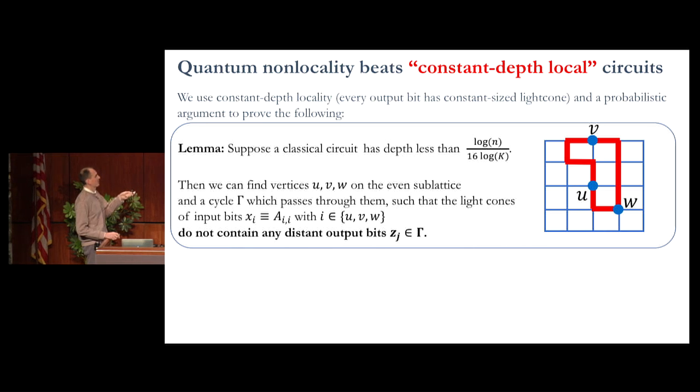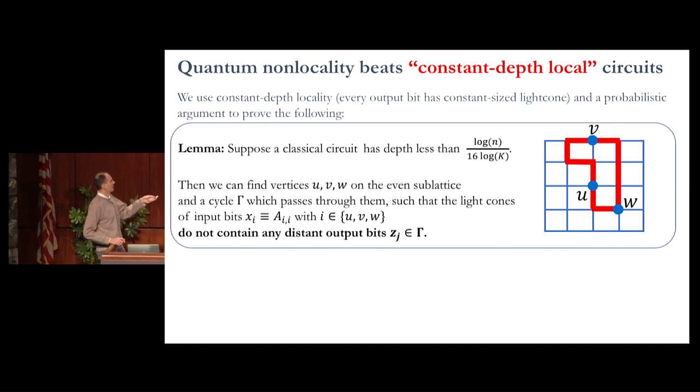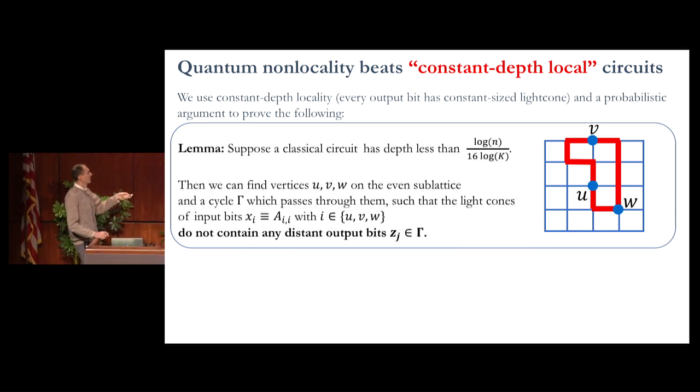Suppose this classical circuit has sufficiently small depth. We can find some triple of vertices on this grid, U, V, W, and a cycle gamma that contains U, V, and W, such that light cones of input variables associated with U, V, and W do not contain any output variables that belong to gamma and are located far from U, V, and W.